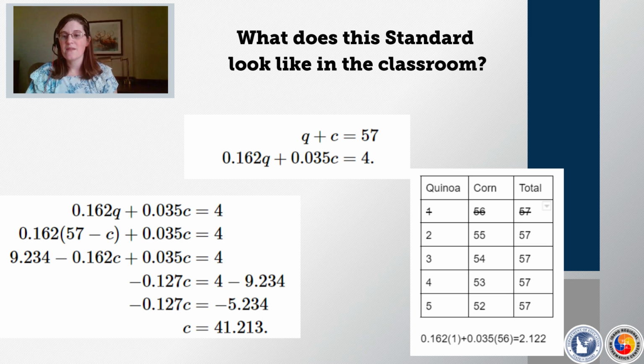The student on the left derived the equations correctly and then substituted the top equation into the bottom equation by solving the top equation for Q. This gave the student one equation with one variable that can be solved. The result was the amount in grams of corn in one serving. Then this number can be substituted into the original equation to find the amount of grams in quinoa.